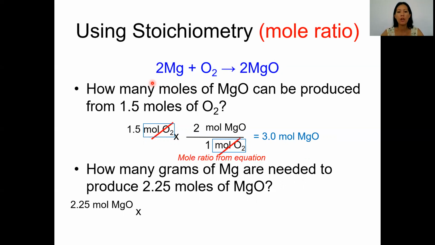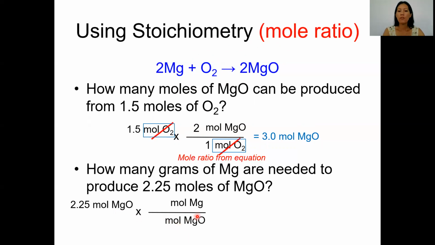A lot of times when I worked in the lab, I had to make a certain amount. Maybe my boss said, oh, I need 25 grams of such and such. So I would target 25 grams of this or whatever compound, and I would have to back calculate how much reactant I need to start with to get there. And so let's do that. Start with the 2.25 moles of magnesium oxide.